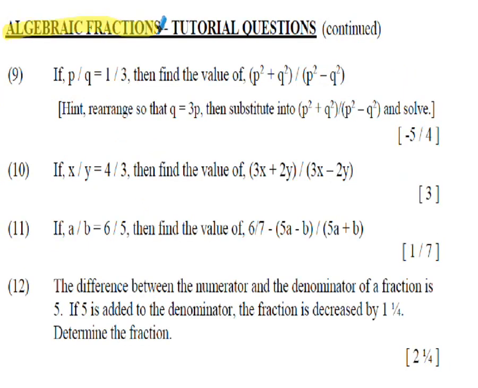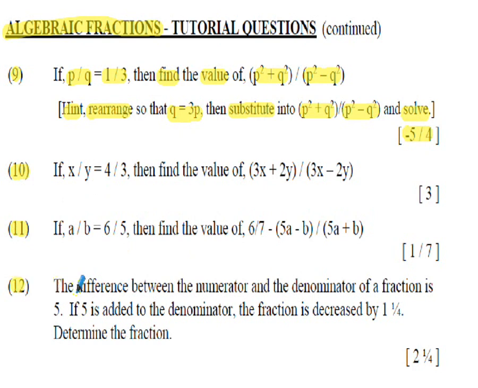Algebraic fraction tutorial questions continued. Question 9. If p divided by q is equal to 1 divided by 3, we're asked to find the value of p squared plus q squared, all divided by p squared minus q squared. The question does give us a hint. It says to rearrange so that q is equal to 3p from the original expression given, and then substitute the value of q into the p squared plus q squared divided by the p squared minus q squared expression and solve it. You should find the answer is negative 5 upon 4. Similar approach for questions 10 and question 11.